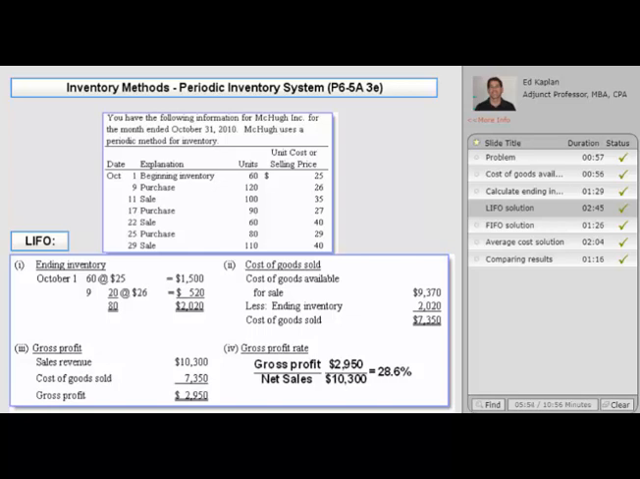Well, $7,350 subtracted from sales revenue of $10,300, which we calculated on the last slide, gives us a gross profit amount of $2,950. And moving over to part 4, if we take the $2,950 and divide it by the net sales amount, we see that the gross profit rate is 28.6%.